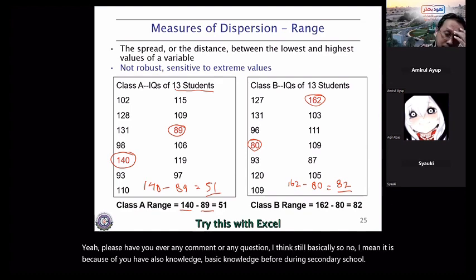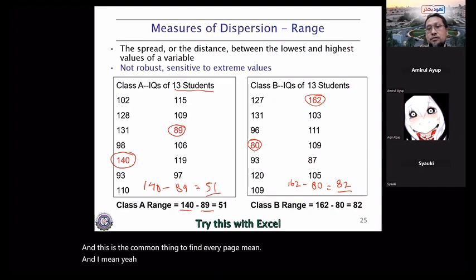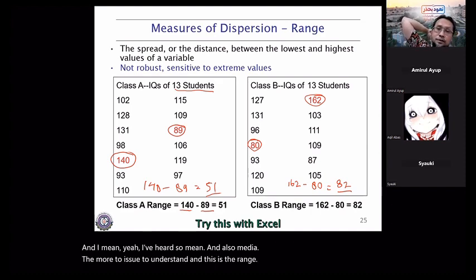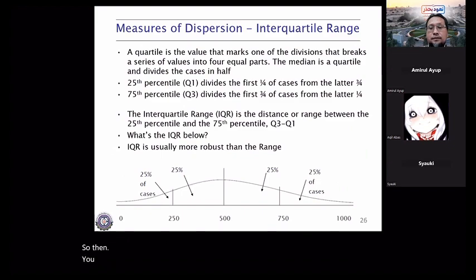And this is the common thing, to find the average or mean, and also the median and mode, so easy to understand. And this is the range, the measure of dispersion. So then you can easily find it.